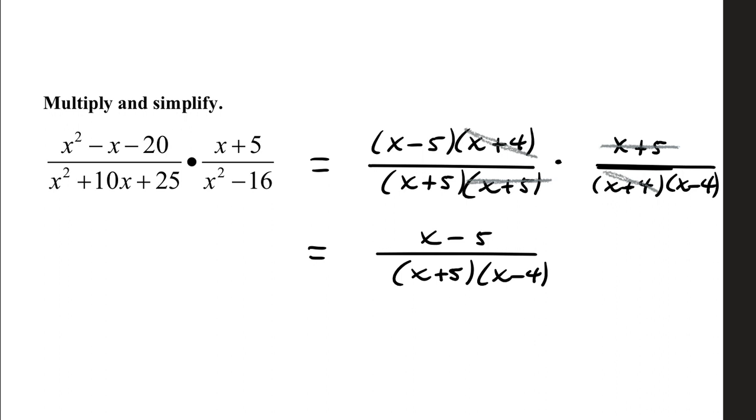Any factor from the top that looks like any factor from the bottom can be canceled. Be careful, it's a one-on-one cancellation. This one survives. x plus 4, same on top and bottom, cancel. We have an x minus 5 as a remaining factor on top. x plus 5 times x minus 4, we have two remaining factors in the denominator. But once you've canceled all your common factors, whatever doesn't cancel makes up your final answer.